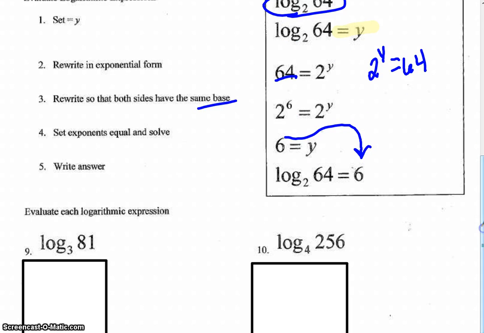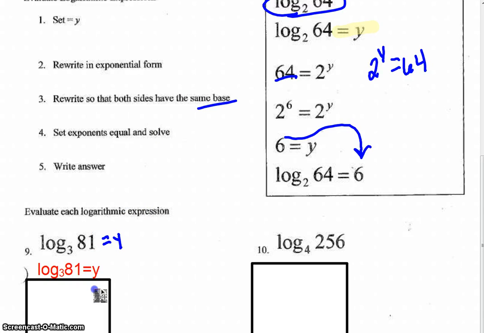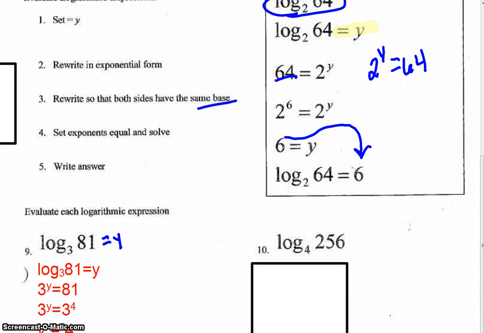So let's look at one. If we're going to evaluate log base 3 of 81, the first thing we're going to do is tell ourselves that it is equal to y, and then we're going to rewrite it in exponential. So log base 3 of 81 equals y. This becomes 3 to the y equals 81. Got to have a common base, so it's both going to be 3 to something. So 3 to the y is equal to 3 to the 4th. Set your exponents equal to each other, and you end up with y equals 4. So then your final answer is log base 3 of 81 equals 4.